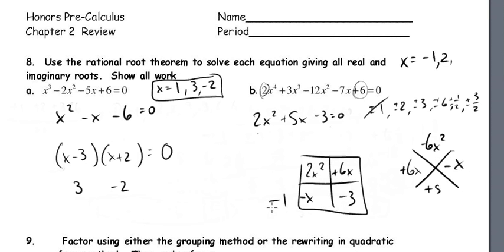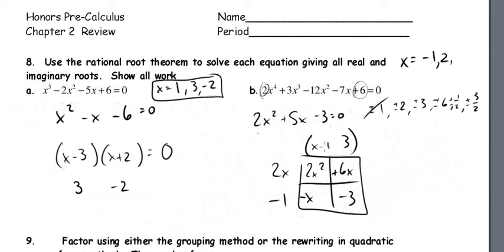So -1 times what gives me -3? Well, that's 3. 3 times what gives me 6x? Well, that's 2x. X times 2x is 2x squared. And so, hoping I didn't make any other errors, we've got our last factors of x plus 3 and 2x minus 1. Now, x plus 3 gives me a root of -3. There's another one of my solutions. And 2x minus 1, set that equal to 0. Add 1 to each side, and I get x equals 1/2. So there's my fourth solution.